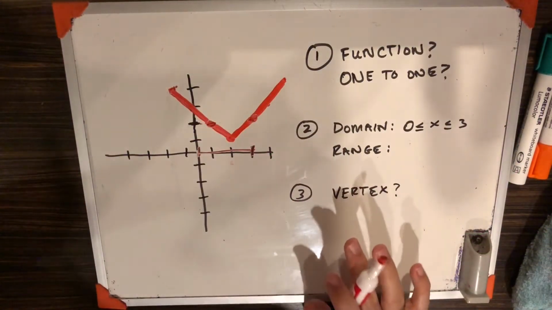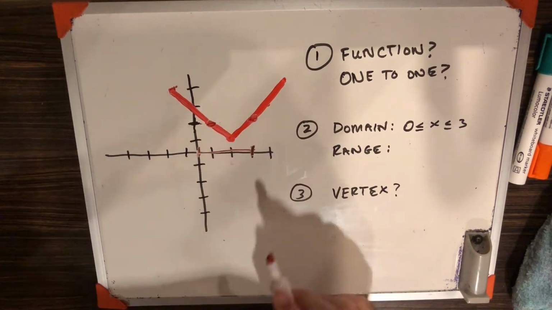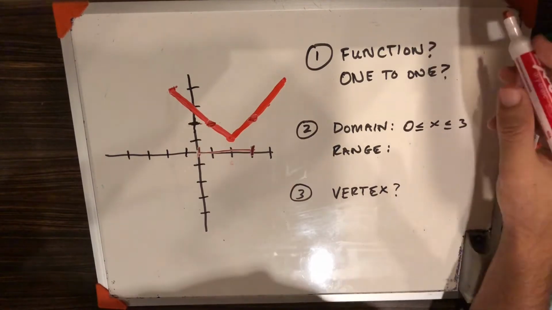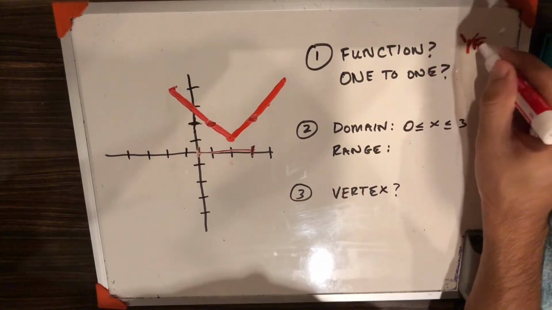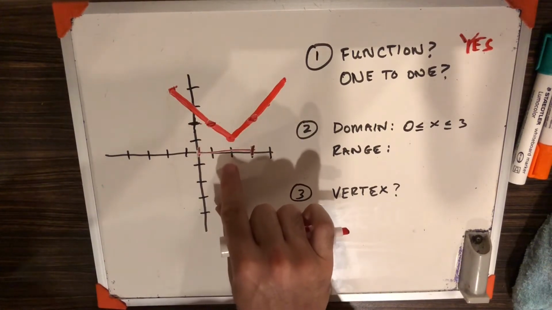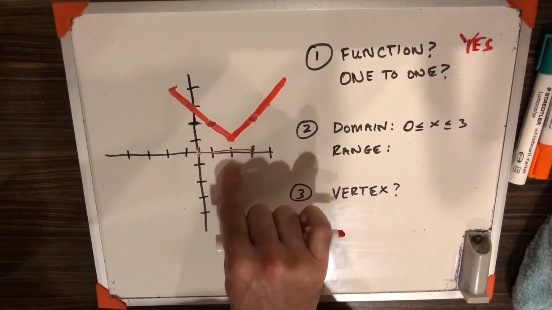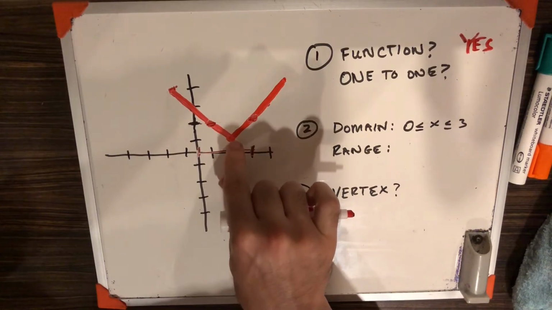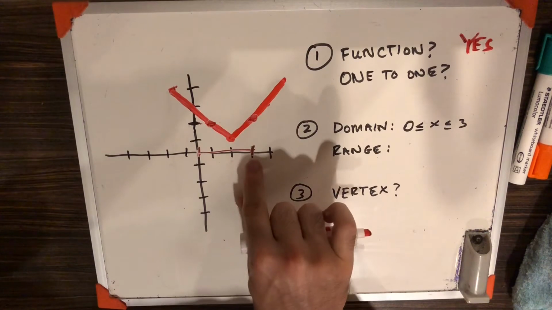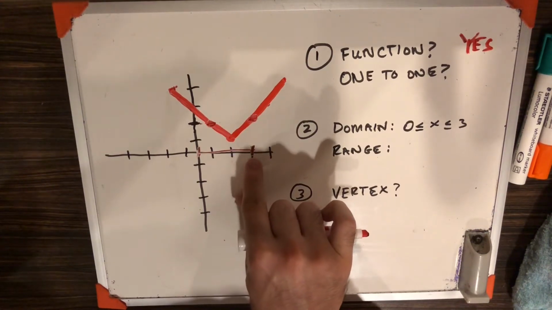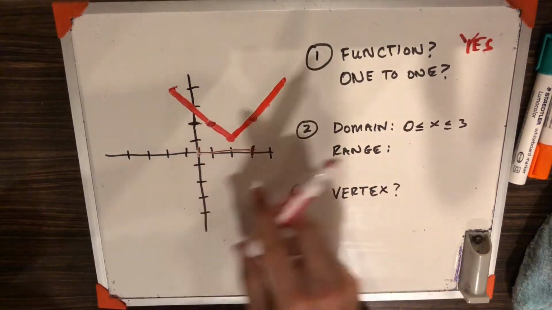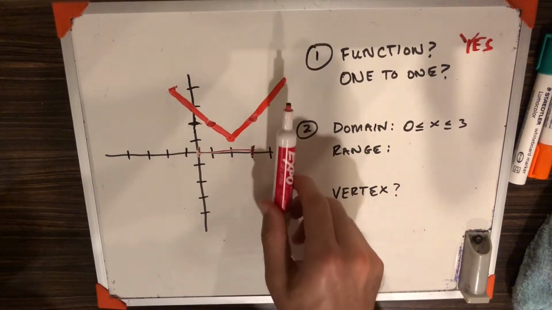Alright, let's go ahead and answer 1, 2, and 3 based upon this absolute value graph. Let's start with whether this is a function. Yes, this is a function because for every x value, there's only one unique y. For example, if I'm looking at the x value of 2, that has one unique y, in this case 1. Let's look at 3. If we look at 3 as an x value, it has one unique y, which in this case is 2. So no matter where I go, for every x, there's only one y.